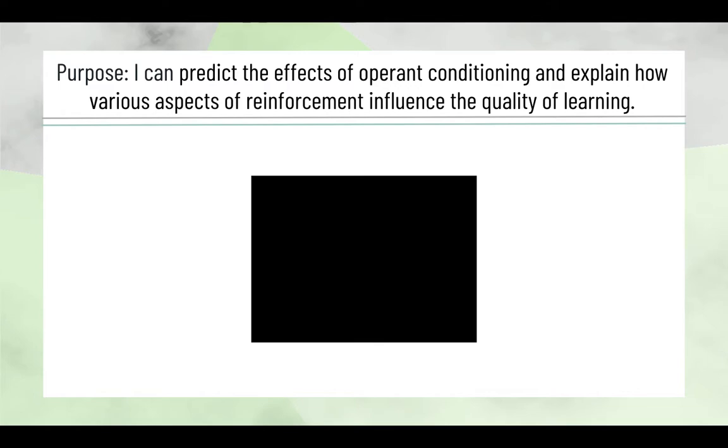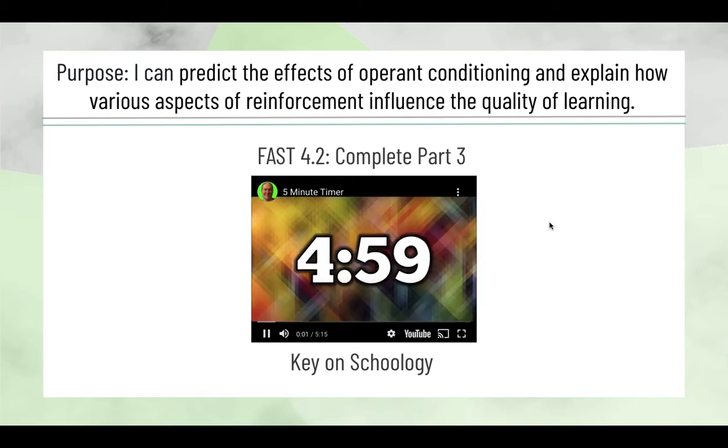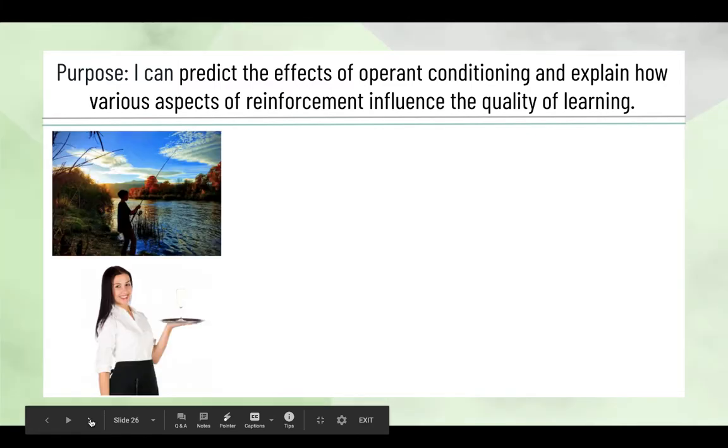What I'd like you to do at this time is complete FAST 4.2, part 3. There's a small reading that will explain the types of reinforcers a little bit more in depth. And then there's a chart that I want you to look at to decide if you think it's primary or secondary, and how it could be immediate and how it could be delayed. The key is on Schoology.